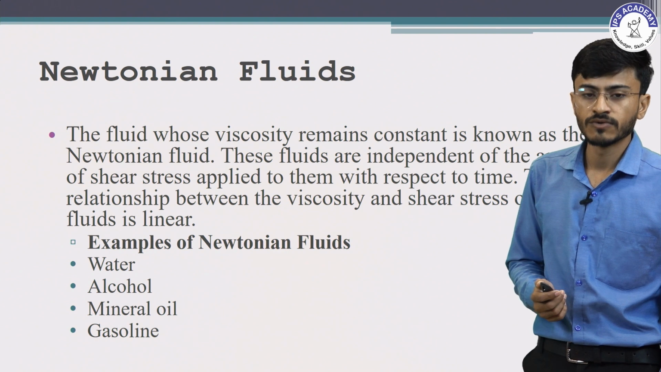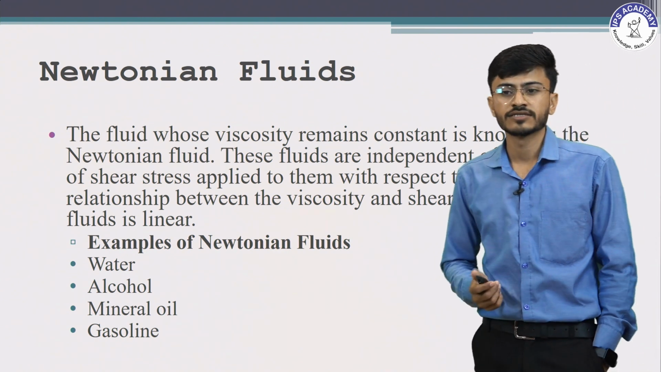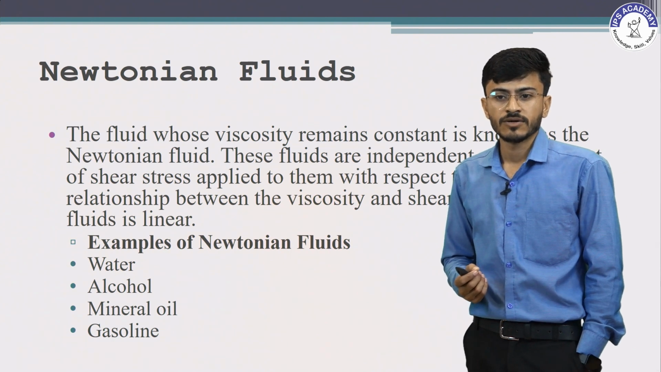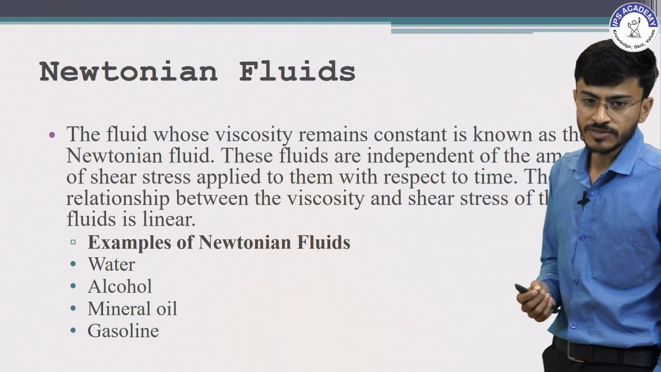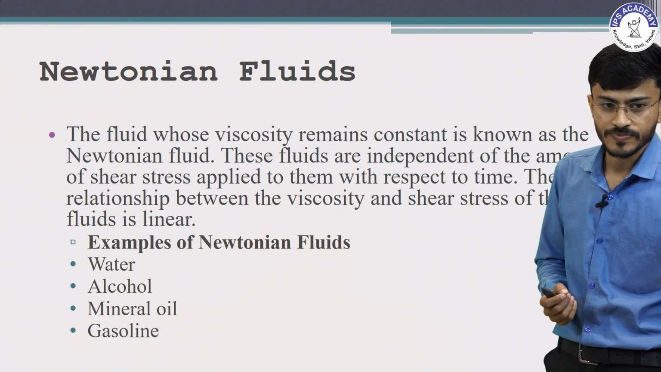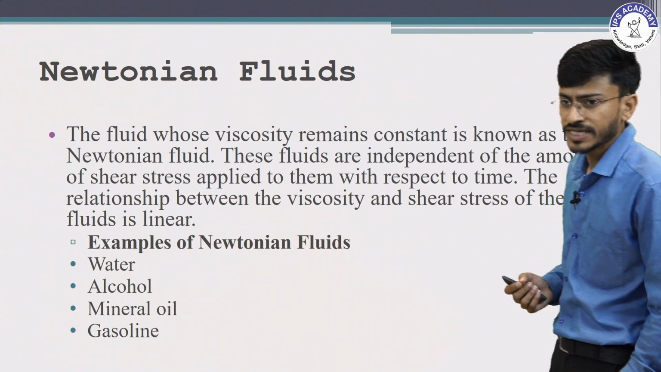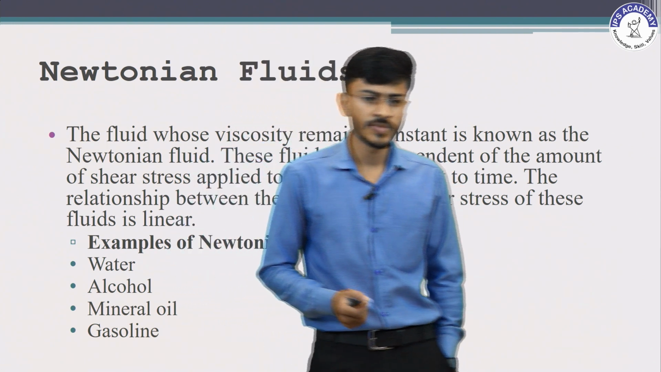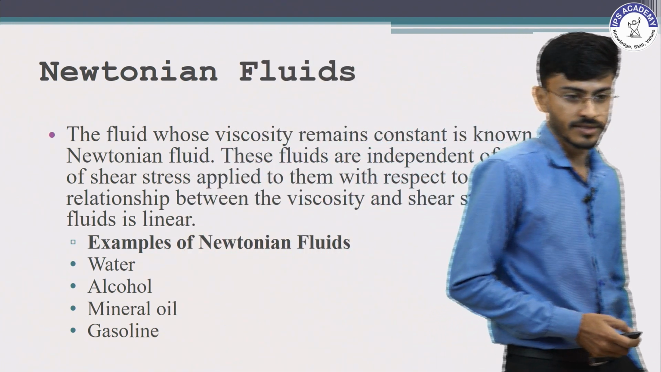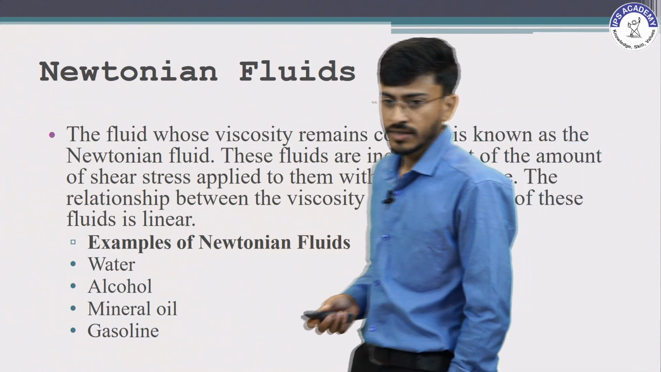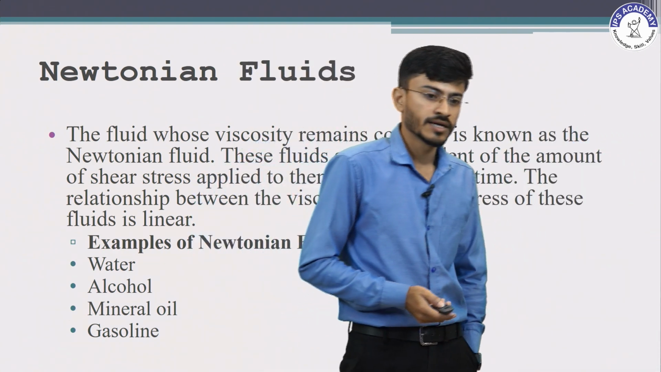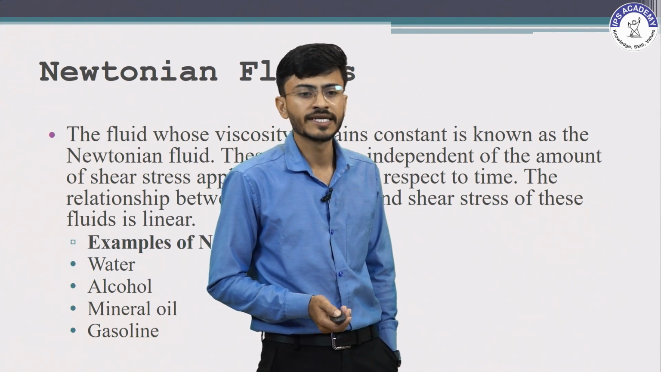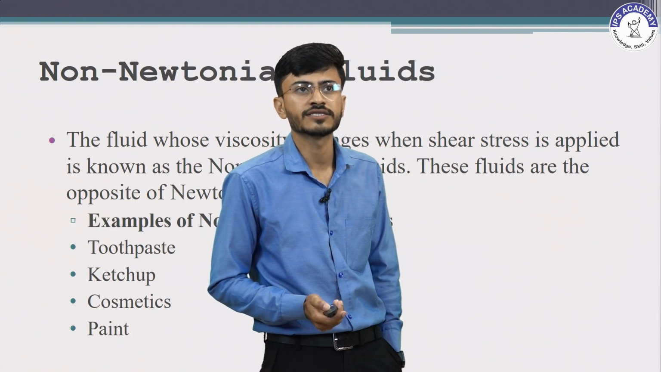The fluid whose viscosity remains constant is known as the Newtonian fluid. These fluids are independent of the amount of shear stress applied to them with respect to time. The relation between the viscosity and the shear stress of this fluid, if you see, is linear. For example, water, where the shear stress is linear to the viscosity, alcohol, mineral oils and gasolines. All these liquids have a linear relationship between the viscosity and the shear stress.